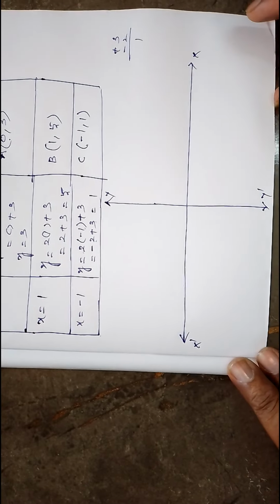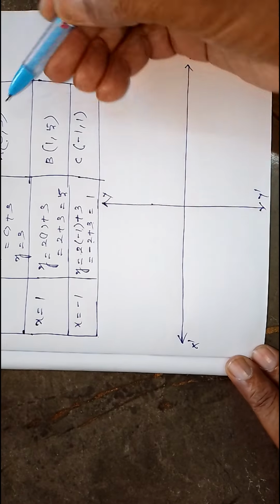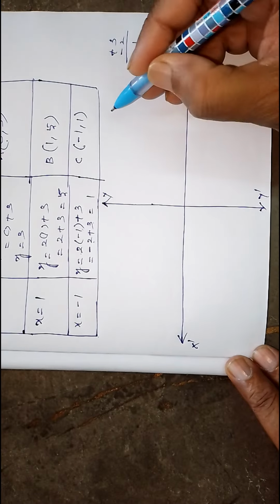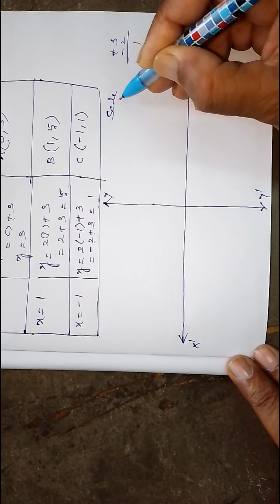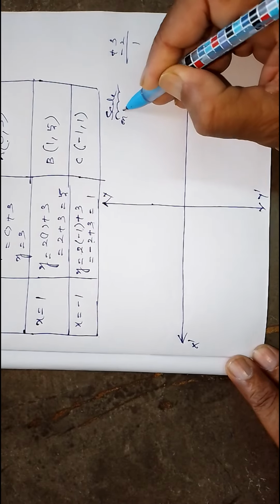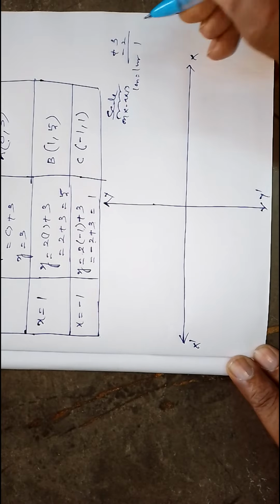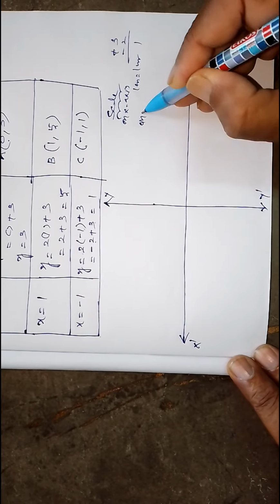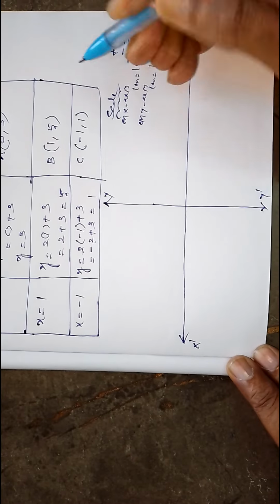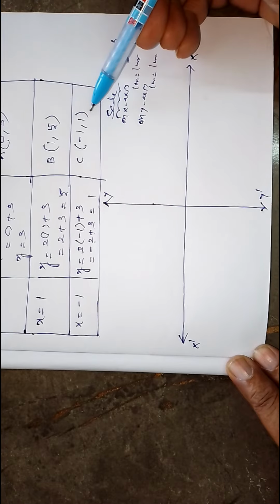You should use a suitable scale. Scale means suitable values. Here the x values are single digits and even the y values are single digits, so I have to use that scale. On the x-axis 1 centimeter is equal to 1 unit. On the y-axis 1 centimeter is equal to 1 unit. Why? Because the x values are single digits and the y values are also single digits.